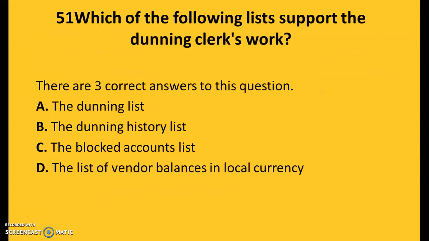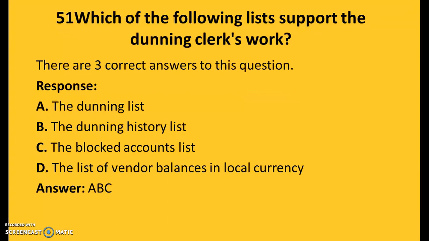Now, which of the following lists support the Dunning-Clerk's work? There are three correct answers for this. The Dunning list, the Dunning history list, the blocked accounts list, or the list of vendor balances in local currency. The answers are A, B, and C. So we have the Dunning list, the Dunning history list, the blocked accounts list.